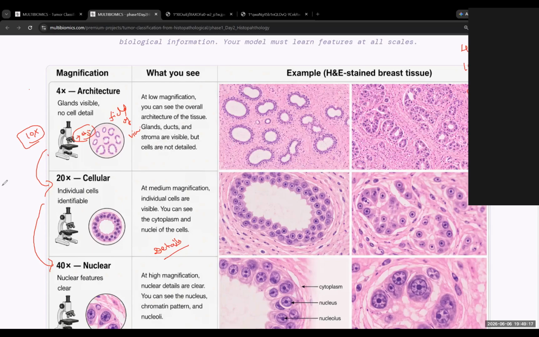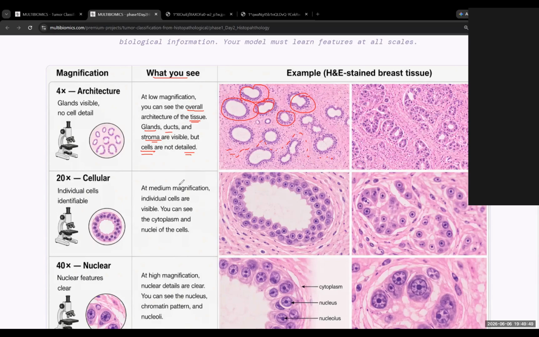These different magnifications give you different information or different data. At the lowest magnification, you just see the overall architecture of the tissue. You can see the glands, the ducts, and what shape they are forming. The stroma is visible, the lightly colored neighboring connective tissue. But the cellular detail is not visible here.